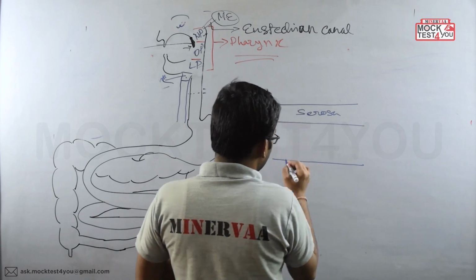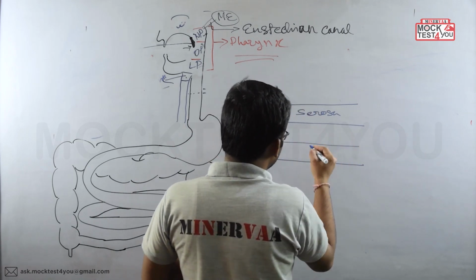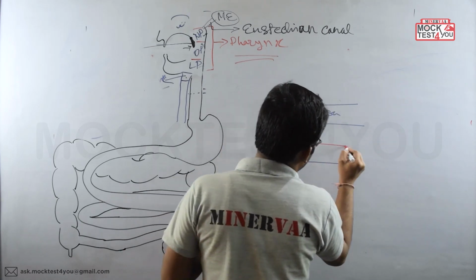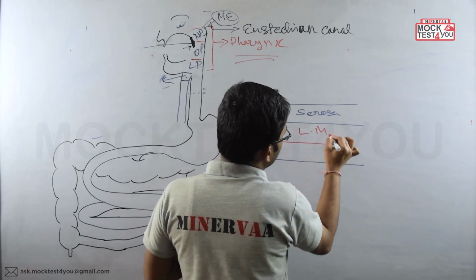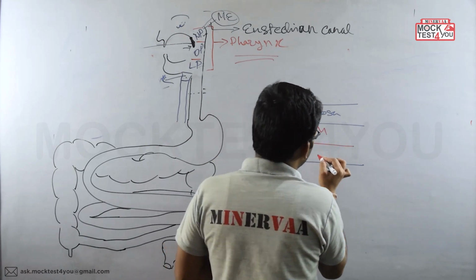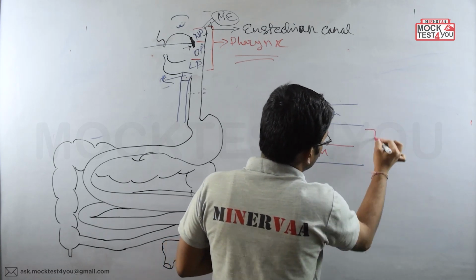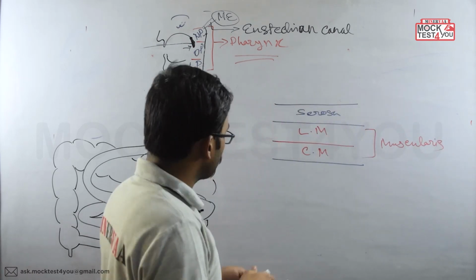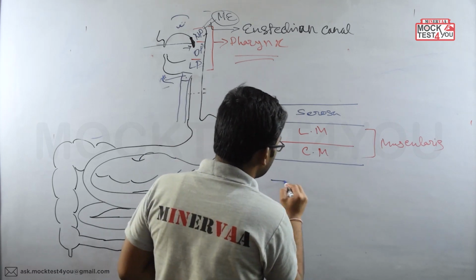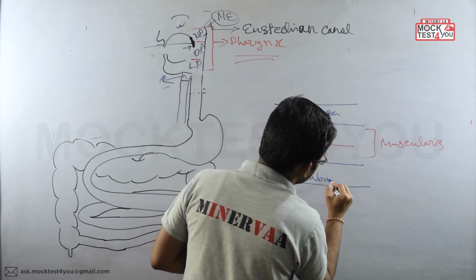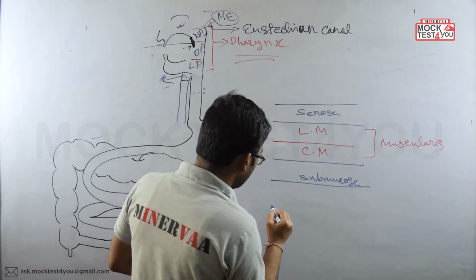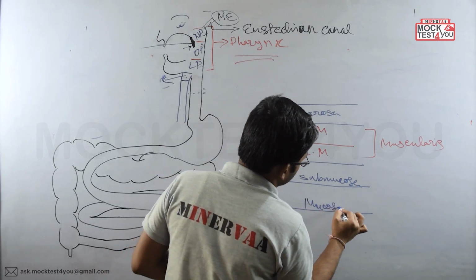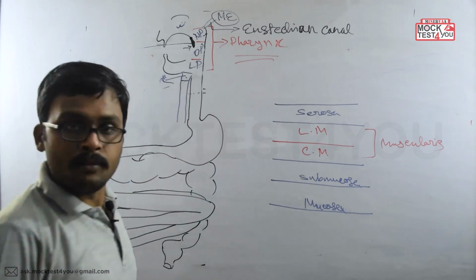Then we are getting 2 layers of muscles. Here it is the longitudinal muscle, okay? And this is the circular muscle. These together are making the muscularis layer, okay? Next, we are getting the submucosa layer over here, and the innermost portion, the mucosa layer. Done.